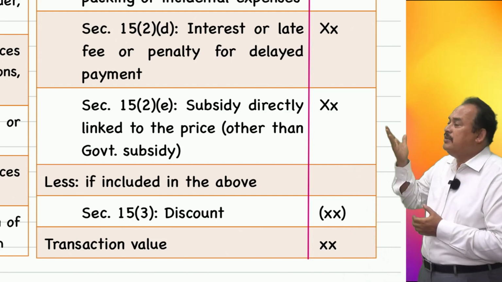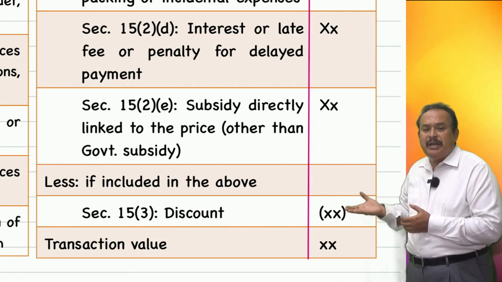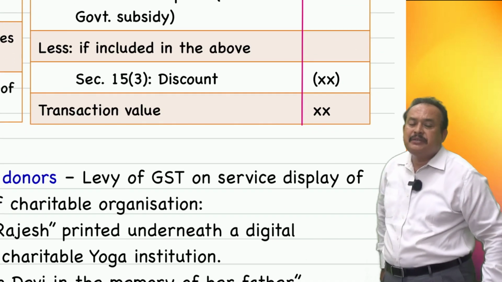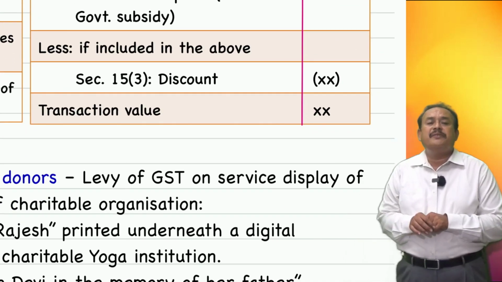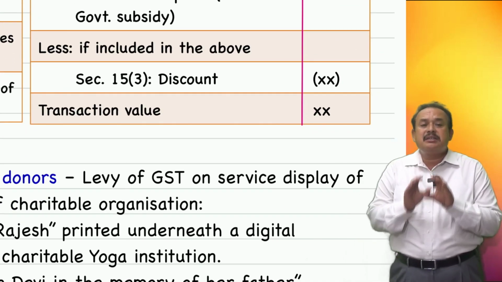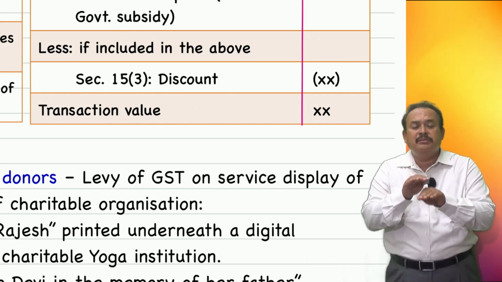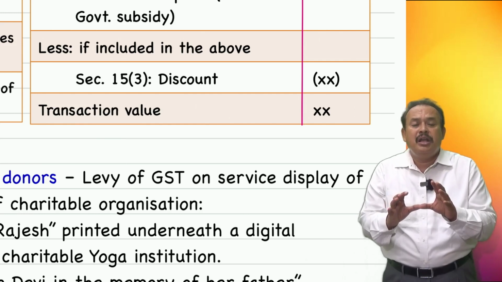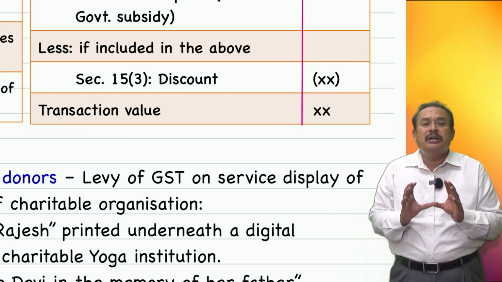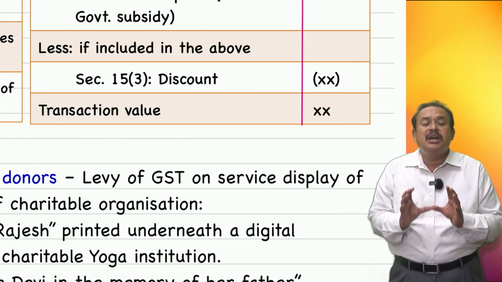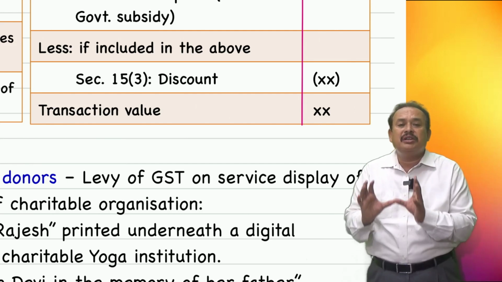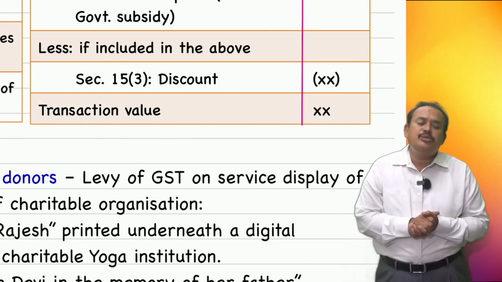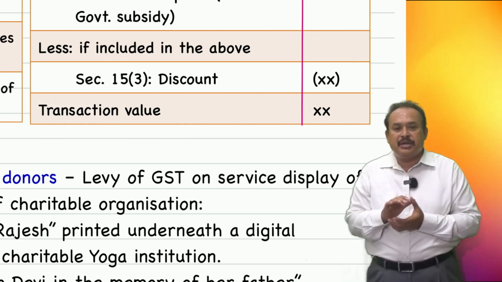Like this, if I arrive at the value from the given value, finally here comes discount. Section 15 subsection 3 of the CGST Act: discount is allowed as a deduction if not deducted already. After that, arrive at the value. That value is known as transaction value. How to understand, my dear friends? These are all the points I will tell you.